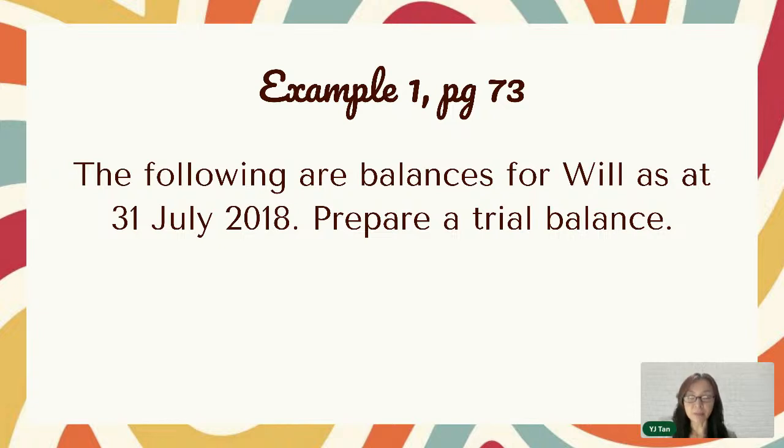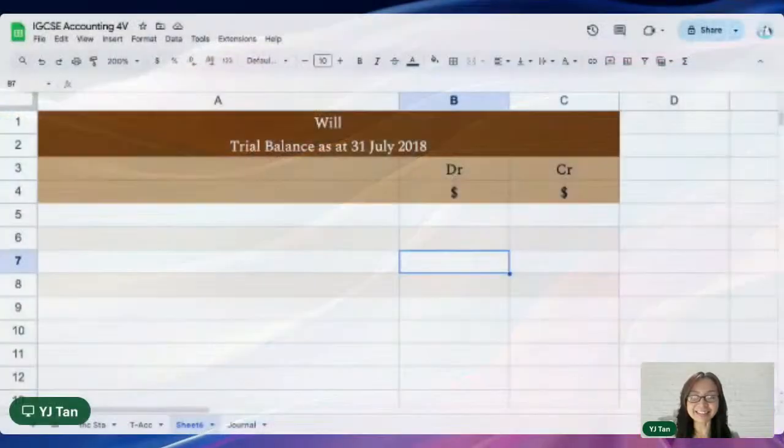Let's look at example number 1, which is on page 73. The following balances are for Will. Will is a business owner. As at 31st of July 2018, prepare a trial balance. So this is how the question looks like. It says this, which means you have to draw a trial balance.